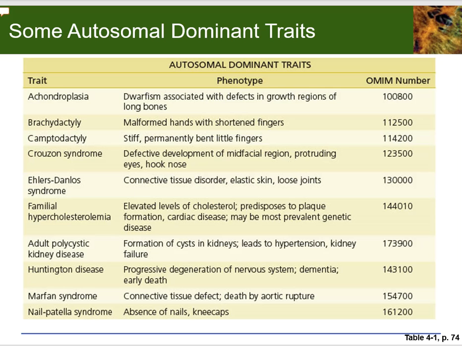Cardiac disease may be the most prevalent genetic disease. Huntington disease, progressive degeneration of nervous system and dementia, early death. Marfan syndrome, connective tissue defect, and death by aortic rupture.